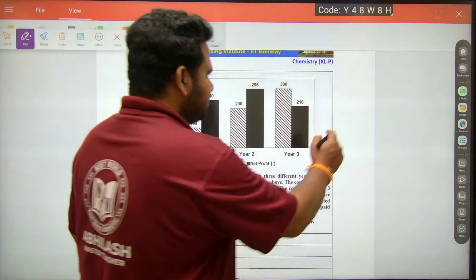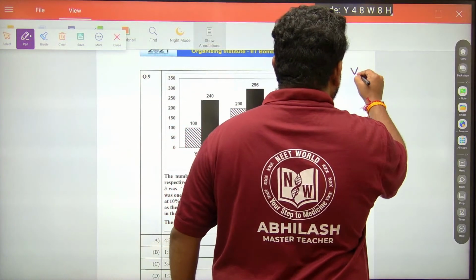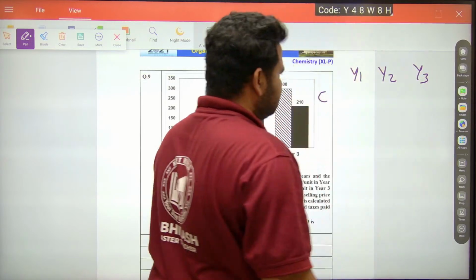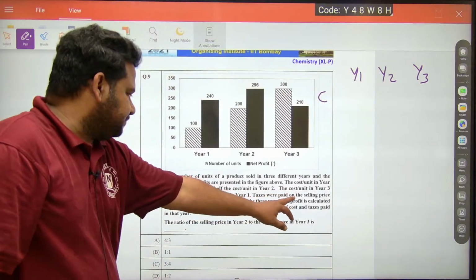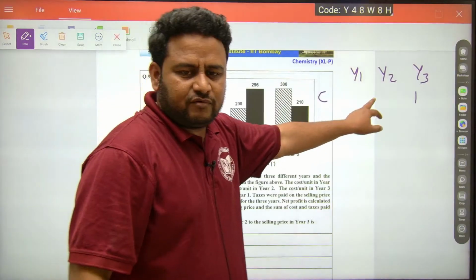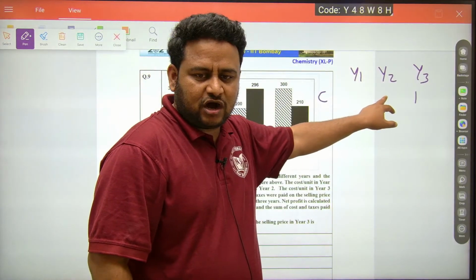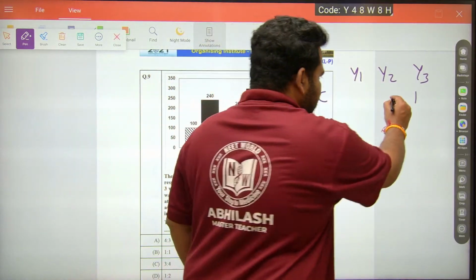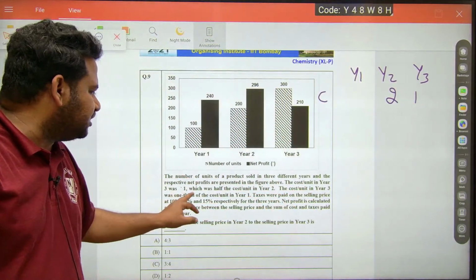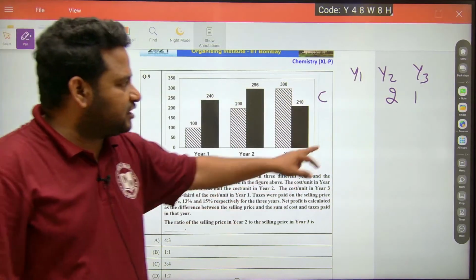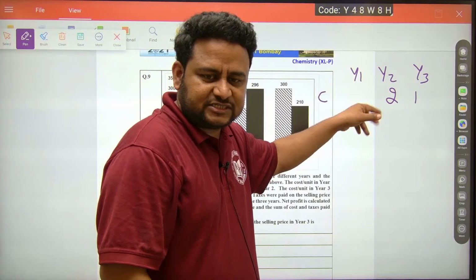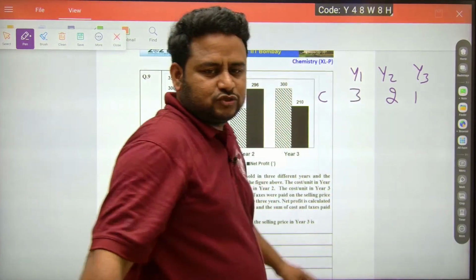Okay, the cost per unit in year 3 was 1/3 of the cost per unit in year 1. So see here, let us write down year 1, year 2, year 3. Cost per unit, nothing but cost. Year 3, let us take it as 1. It is half of what is present in year 2. Half means this is 1, so this will become 2. And year 3 is 1/3 of year 1, so 1/3 of x, let us take it as 3. So 3, 2, 1.